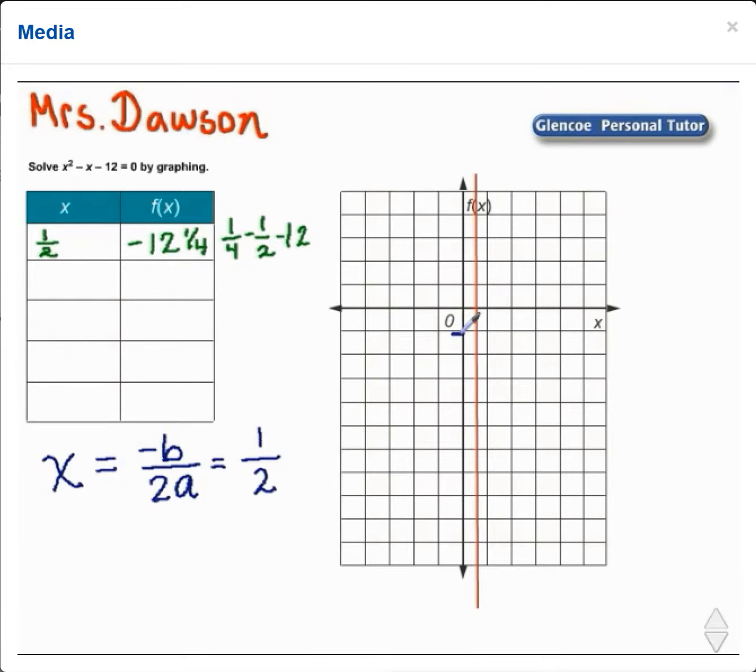The scale on the vertical axis, or f of x, will go by 2's. So this is -2, -4, -6, -8, -10, -12, and we just want to go 1/4. And the x value was at positive 1/2. So here is the point for the vertex of our parabola at 1/2, -12 and 1/4.